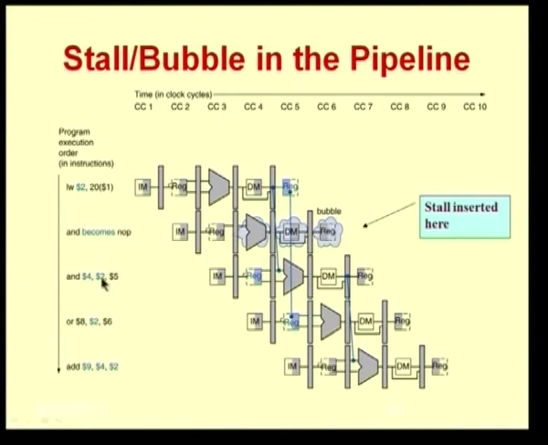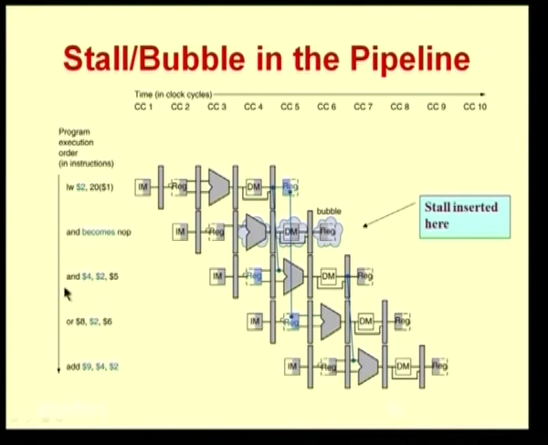In the next clock cycle, in CC3, the AND will continue to be fetched, and then it will go into the decode stage, then the EX stage, then the memory stage and then the write back stage. So, you can see that there will be a delay of one clock cycle, and then the OR instruction will go in the next clock cycle, and you can see the instructions flowing through the pipeline.